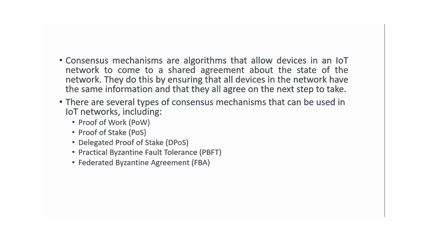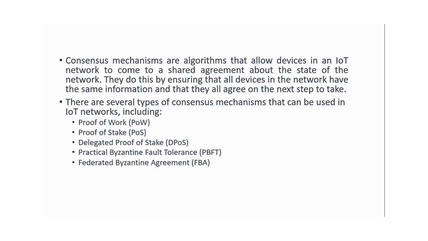Practical Byzantine fault tolerance. In this mechanism, devices in the network are selected to act as validators. Each validator receives a copy of the transaction data and they must come to a consensus on the correct order of the transactions. Practical Byzantine fault tolerance is fast and effective but requires a high degree of trust between devices.